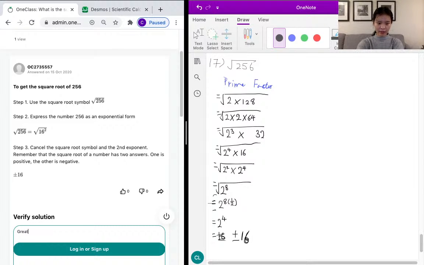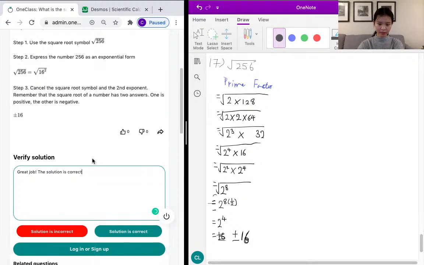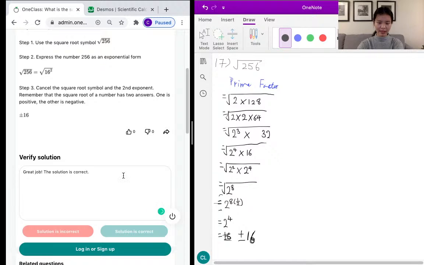Okay, the solution is correct. Let's just say great job. The solution is correct. Perfect. Let's move on to our next problem.